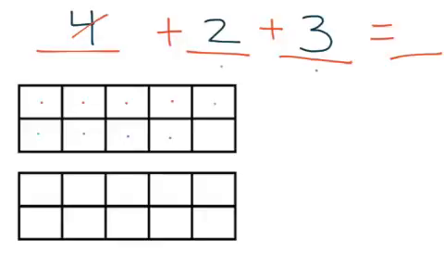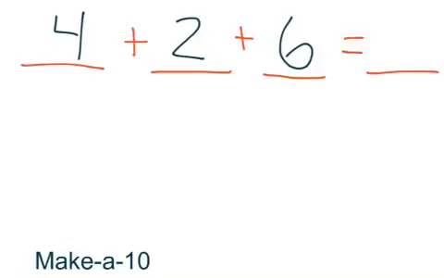Last, let's look at the make a 10 strategy. If you have noticed, I have changed the numbers slightly. This is because 4 plus 2 plus 3 will not work for the make a 10 strategy. I've changed it to 4 plus 2 plus 6. This is a great strategy if your students are familiar with their partners of 10 or their 10 facts, but it only works with problems where there are partners of 10. In the problem above, 4 plus 6 make a 10.